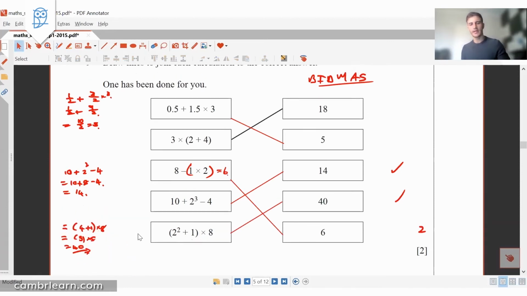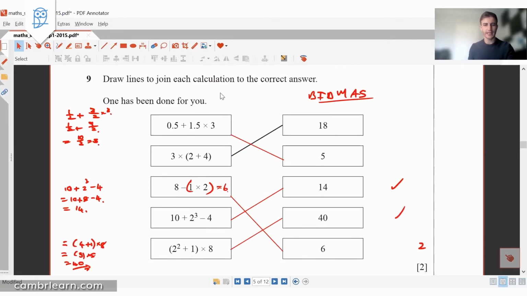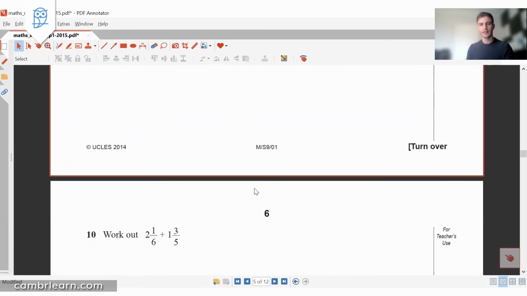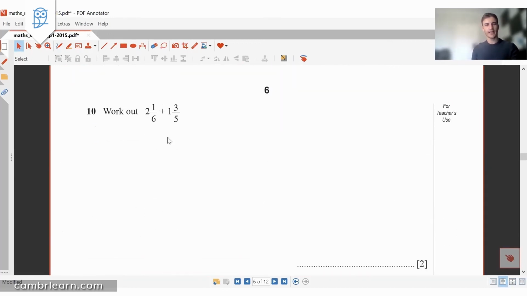Moving on. Okay, so yeah, as I said, with these types of questions, you can just do the actual calculations and just see what the answers are. Okay, so don't try and just guess and see if you can figure it out just by looking at it. It's really helpful if you just put it on a separate piece of paper or just do it on the actual page in pencil. Okay, some good advice. Okay, work out 2 6 plus 1 3/5.